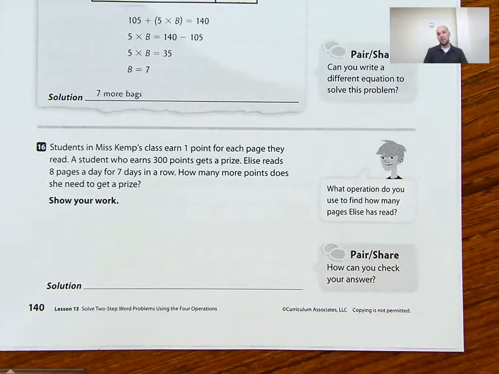Students in Miss Kemp's class earn 1 point for each page they read. So every page they read in a book, they're getting 1 point. A student who earns 300 points gets a prize. Elise reads 8 pages a day for 7 days in a row. How many more points does she need to get a prize?